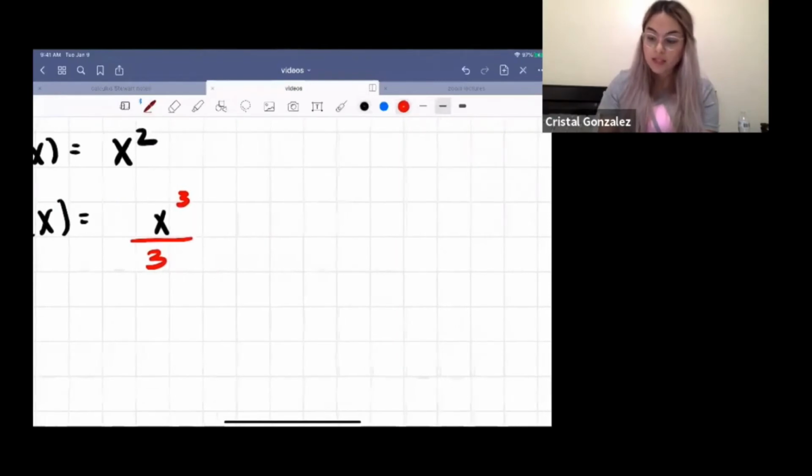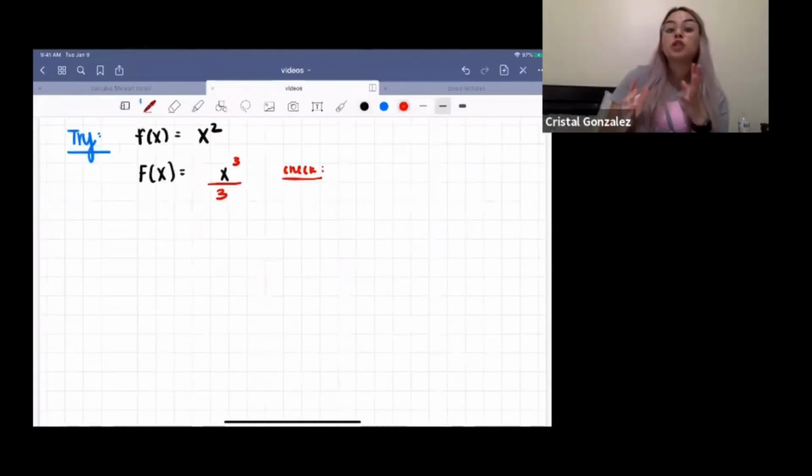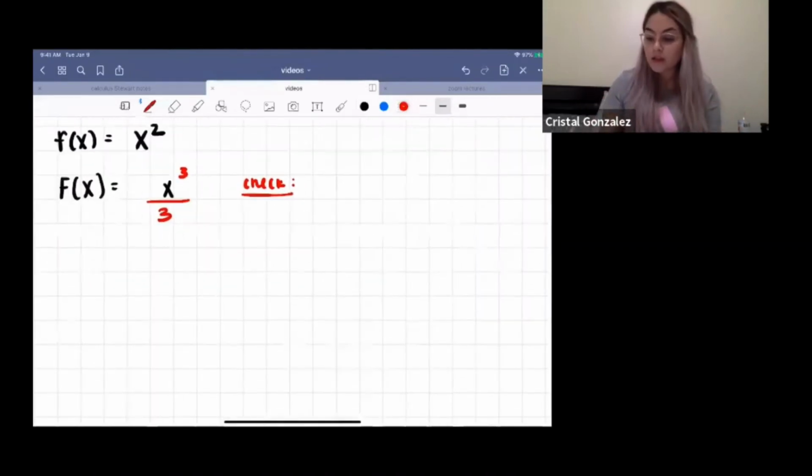And now let's do a little check. I want you to get into the habit, especially right now, that you're just learning antiderivatives. Eventually, you won't have to check them anymore, but this is a really good check to say, hey, did I do my antiderivative correctly? Because this is so easy to check, because in order to check this, all you have to do is say, okay, let me take the derivative of f of x.